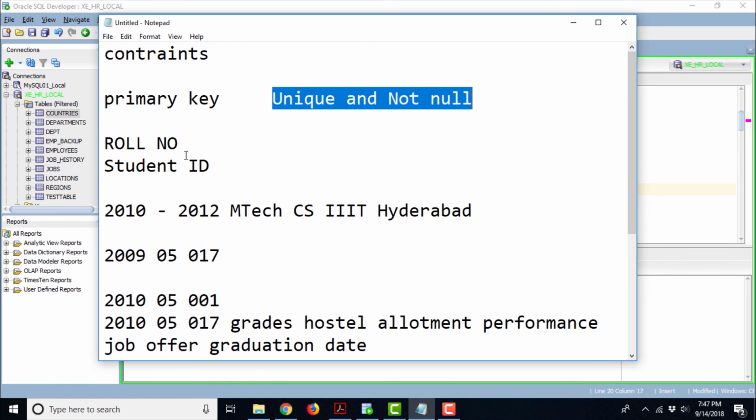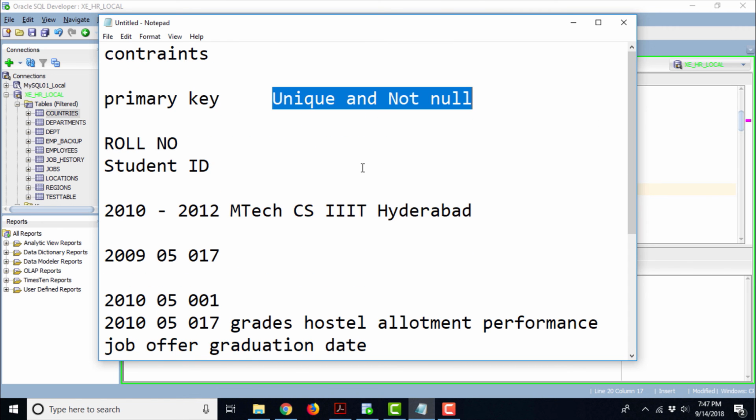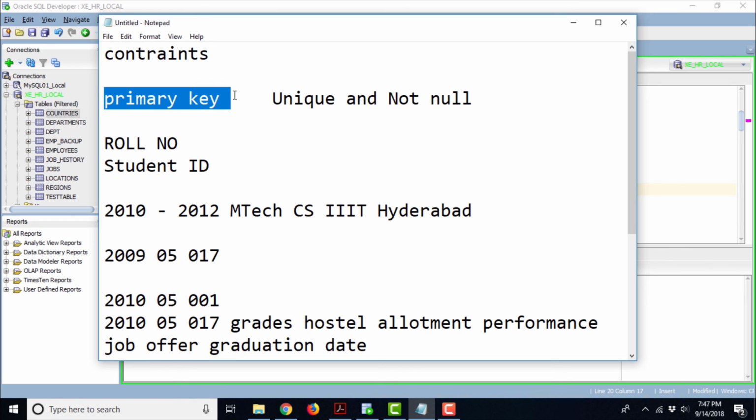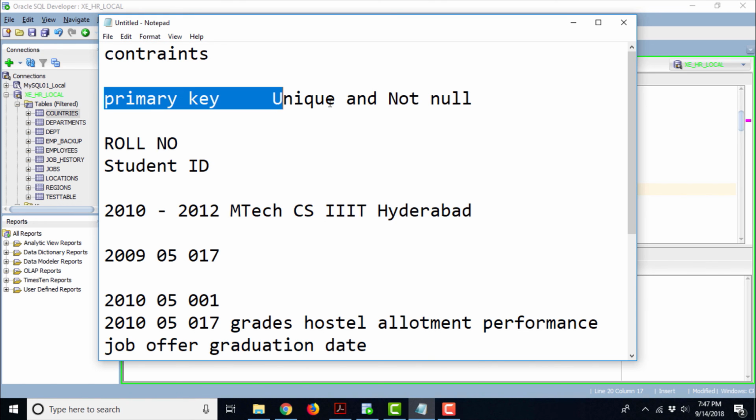So this is all about constraints and primary key. In the next video lecture, we are going to see how to implement this unique and not null constraint, that is the primary key, on a table in the database. I hope that you understood the concept of constraints, and one of the constraints, that is the primary key.